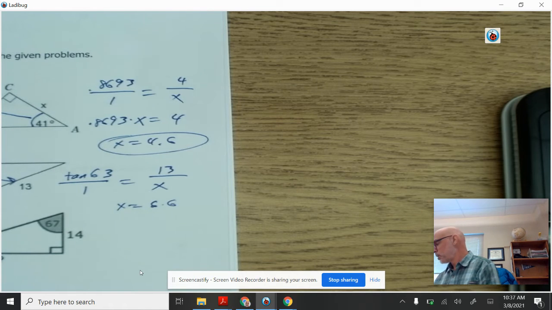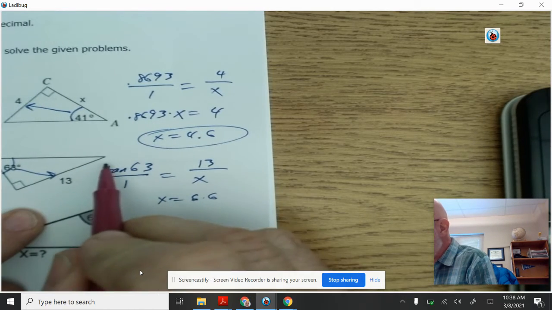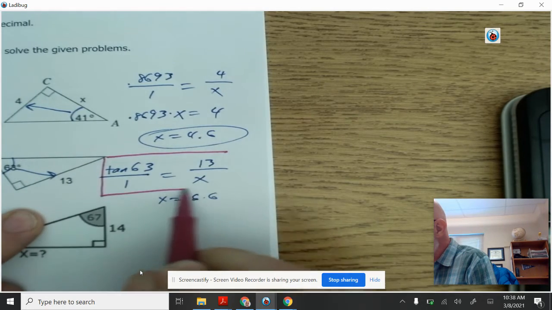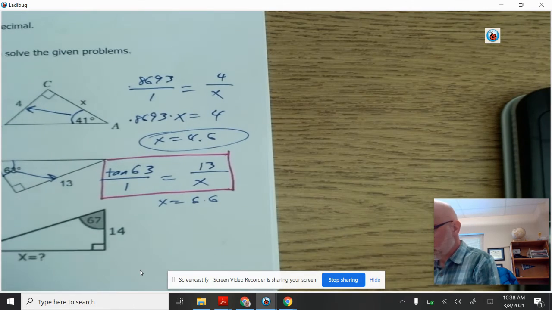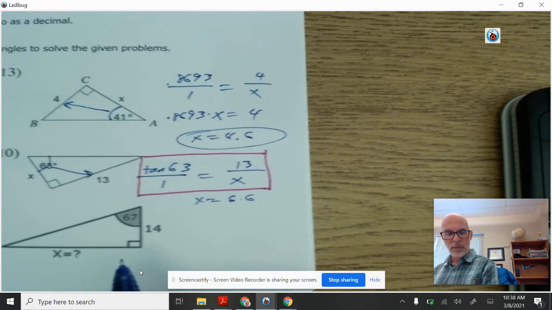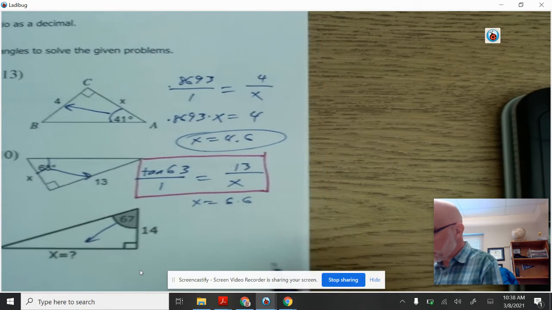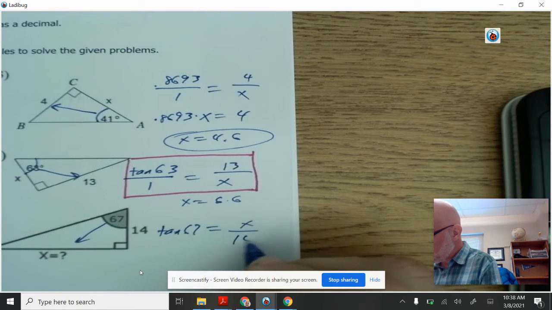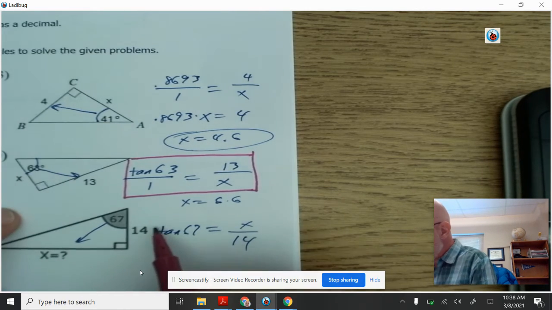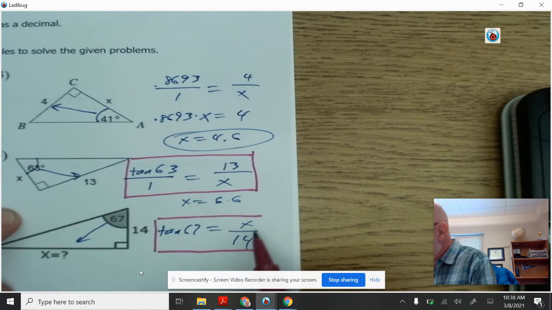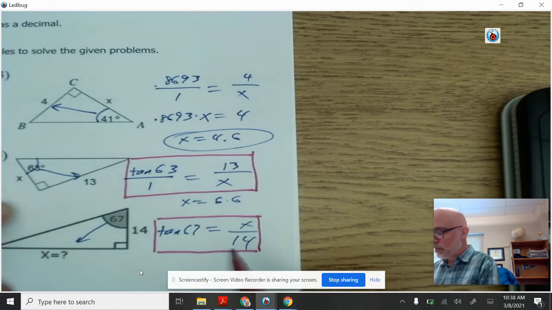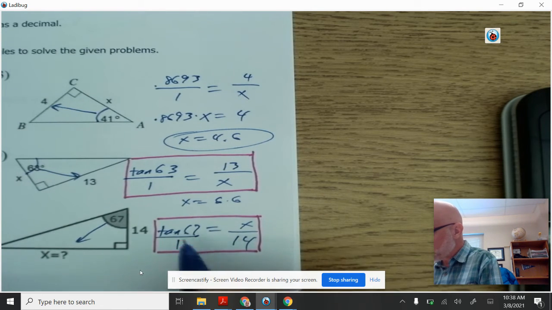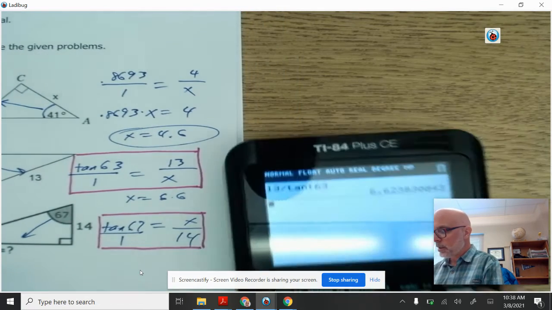This is how I want you to show your work. I want you to use the tangent. I know I started you off writing down decimals, but I don't want you to write down a bunch of decimals. I want you to show your work like this. Let's do this one right down here below it. Tangent of 67 equals x over 14. There it is again. This is what you've got to be able to write down: the tangent of the angle equals opposite over adjacent. And then it's going to be 14 times the tangent of 67, whatever that is.